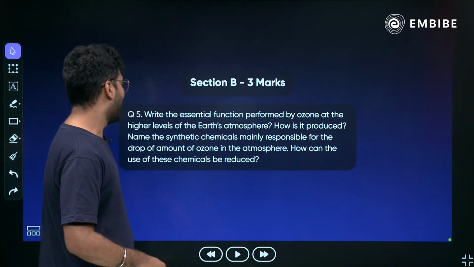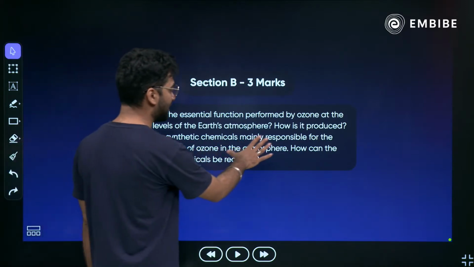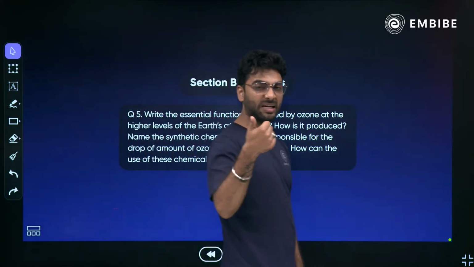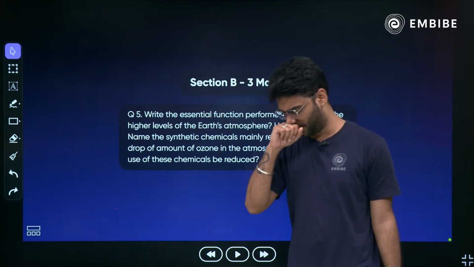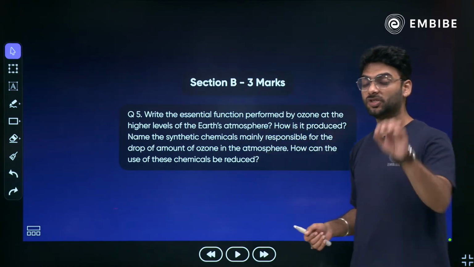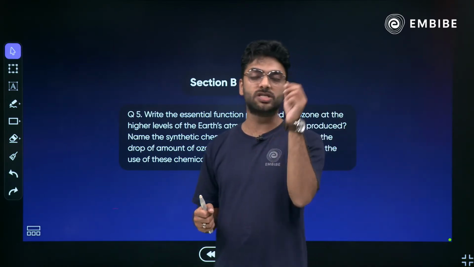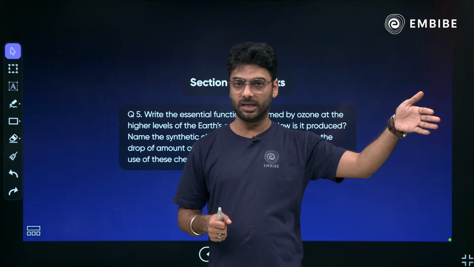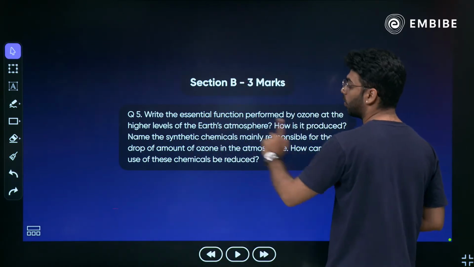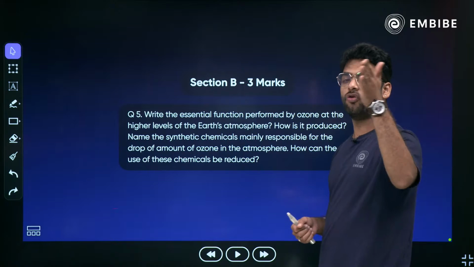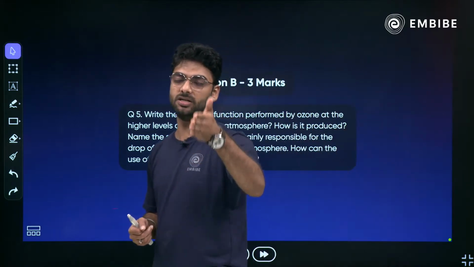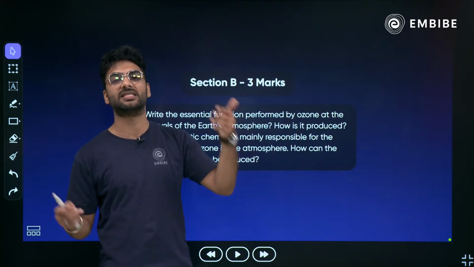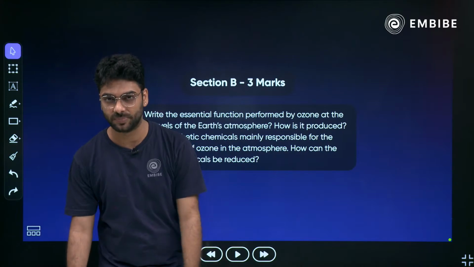Anyway, then name the synthetic chemicals mainly responsible for the drop of amount of ozone in the atmosphere. So what is the chemical that destroys the ozone? It is the CFC. So the chlorofluorocarbons destroy the ozone layer. And the fourth part is, how can use of these chemicals be reduced? So chlorofluorocarbons are generated from refrigerators, from aerosol sprays, from coolants. So you reduce the use of these appliances and automatically the CFC will reduce, right?